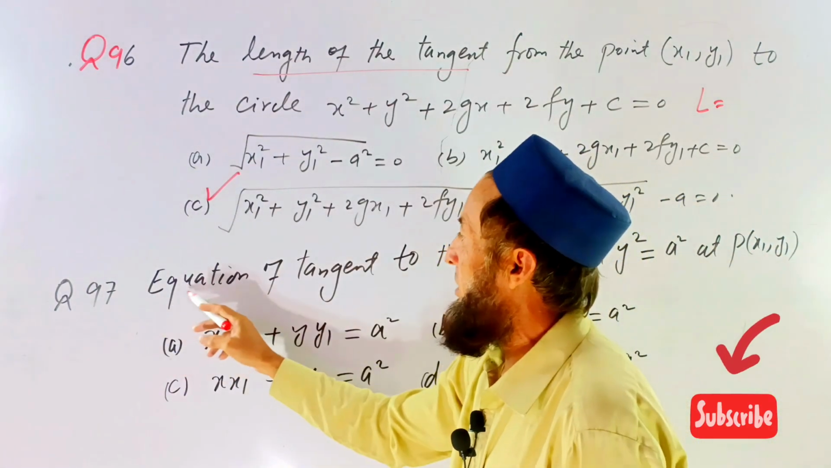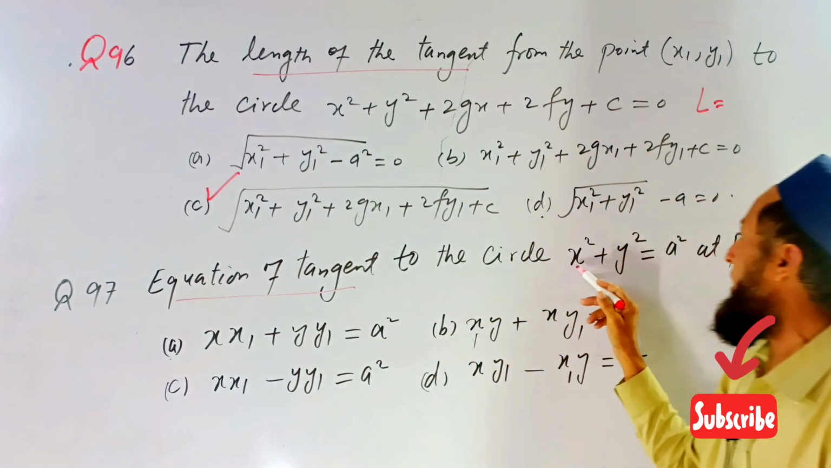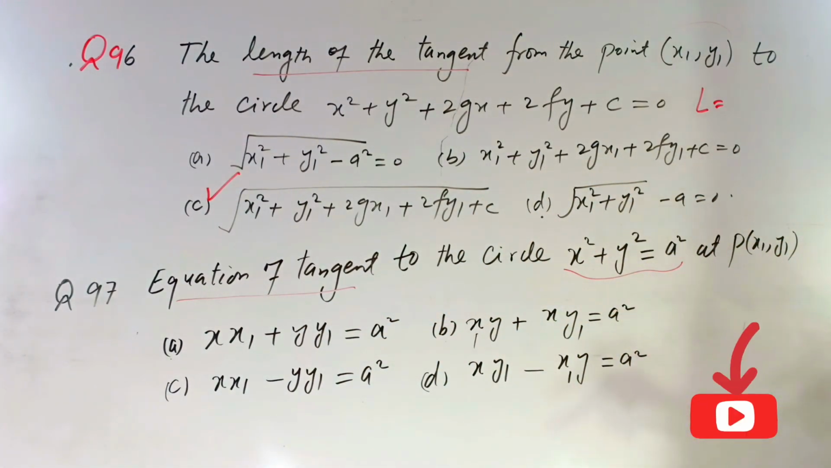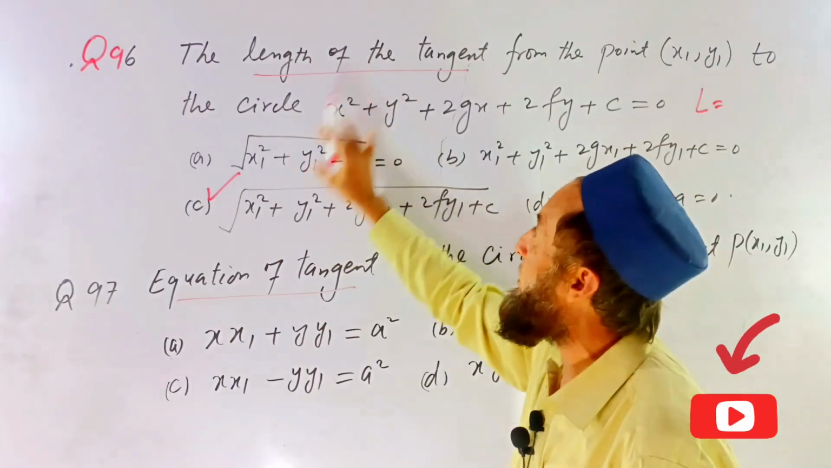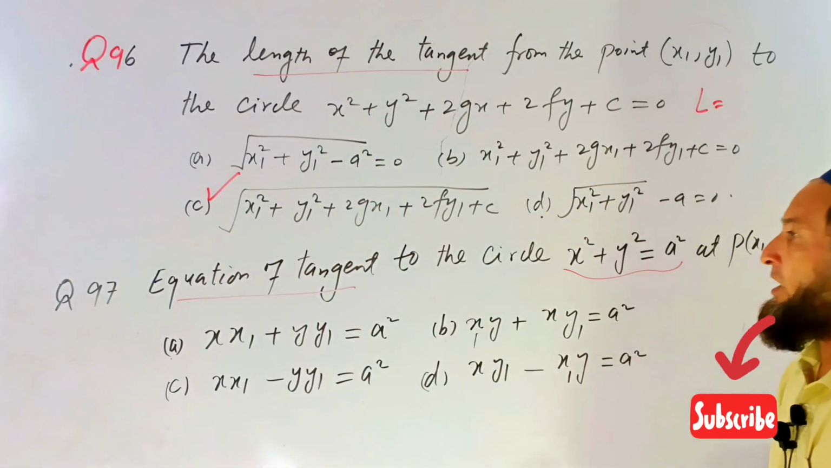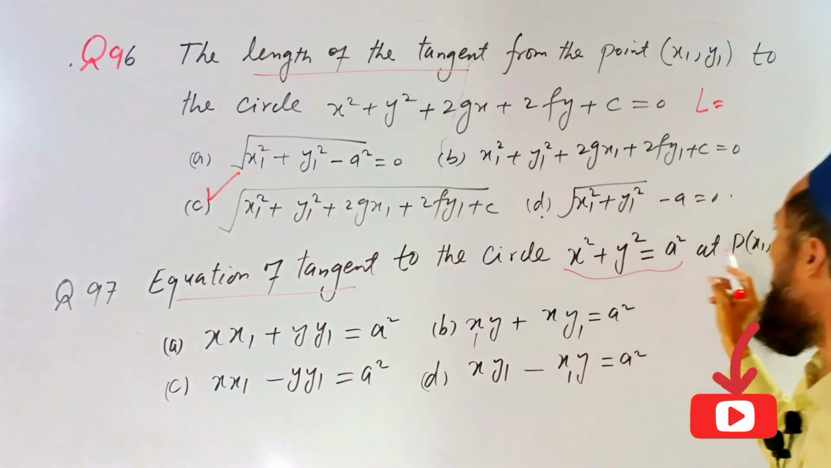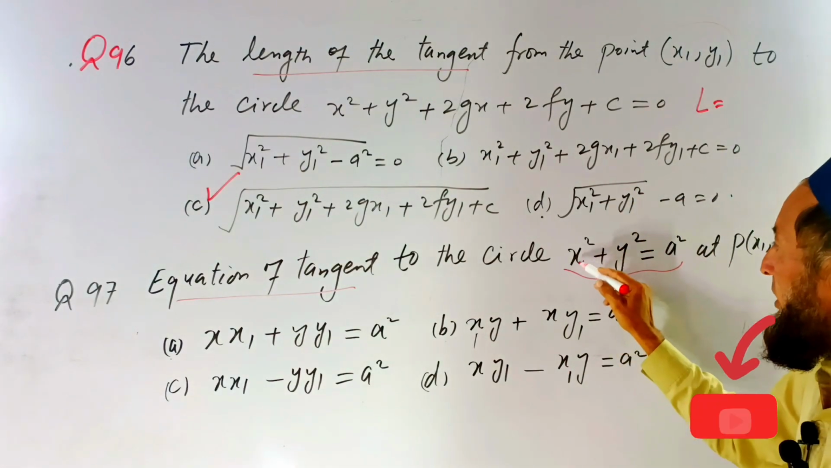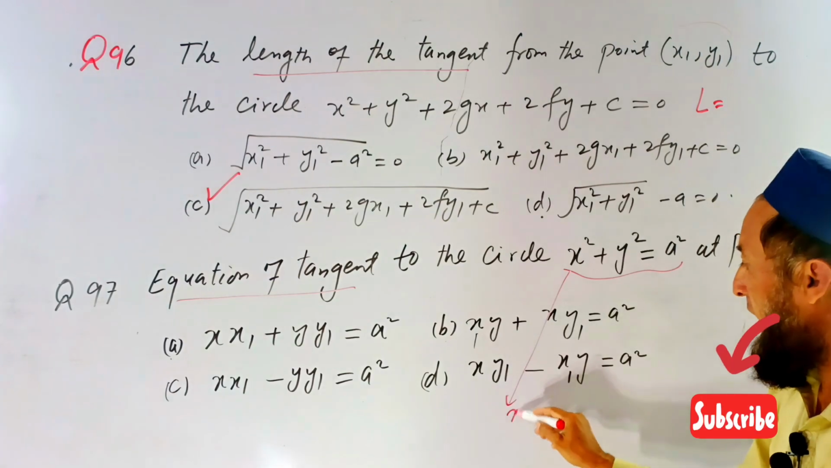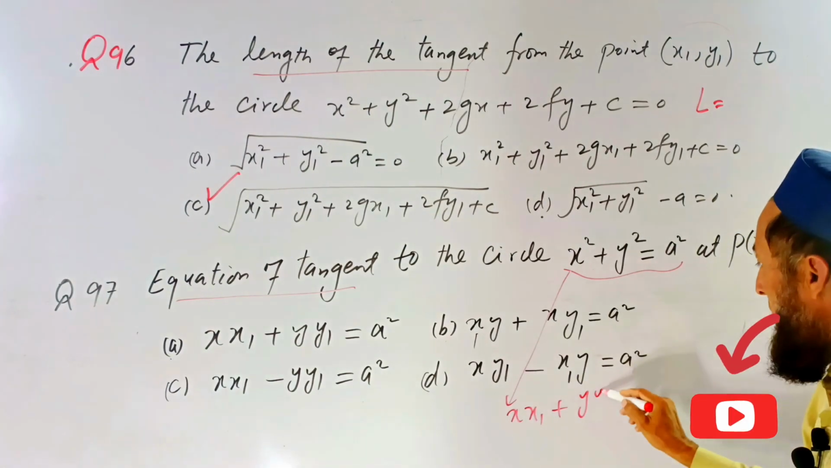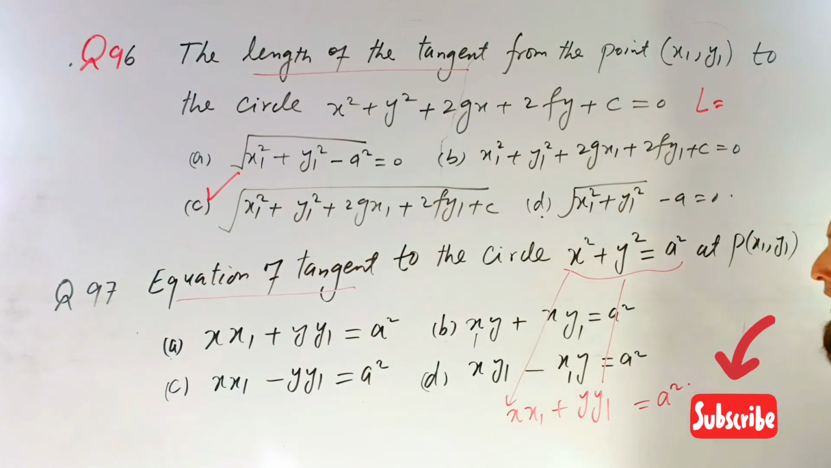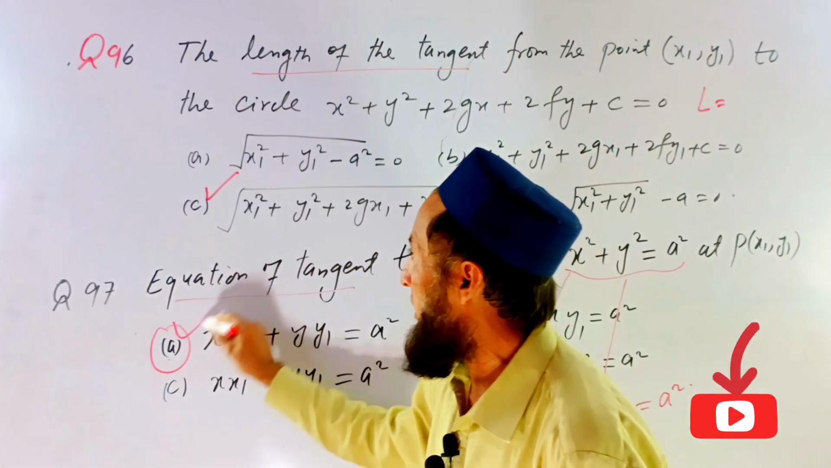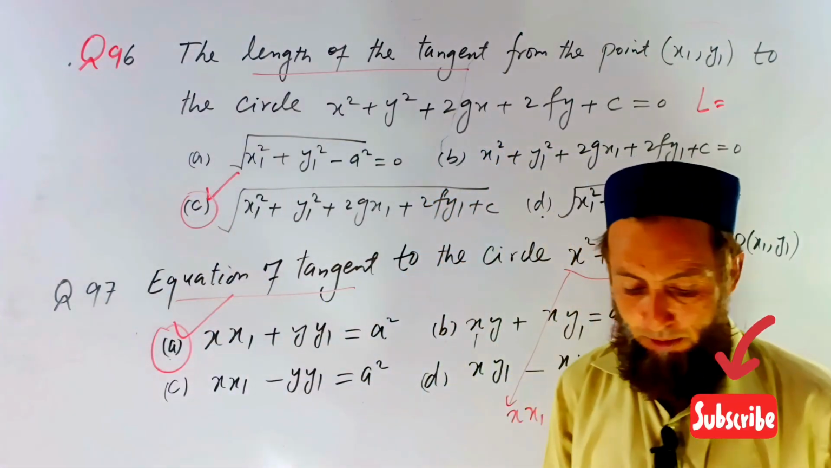Question number 97: the equation of the tangent to the circle is given, where a square is the radius. At a point, if we are applying the equation of tangent, we just put x1 in place and we get the answer. But in case of the equation of tangent at a point, we apply x and x1. We write this equation: x x1 plus y y1 is equal to a square. So option A is the correct option, and here option C is the correct option.